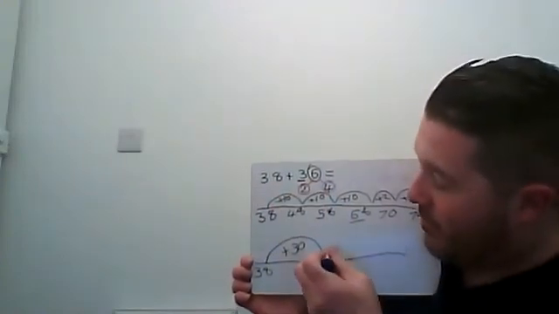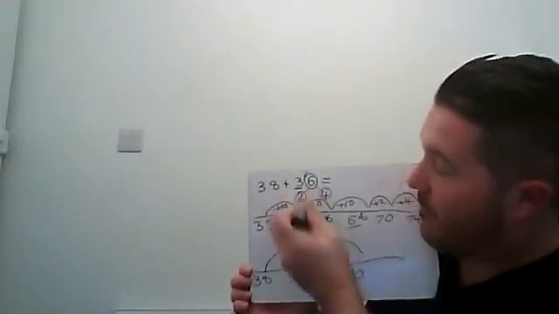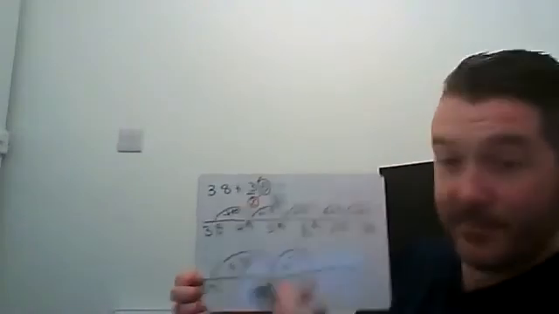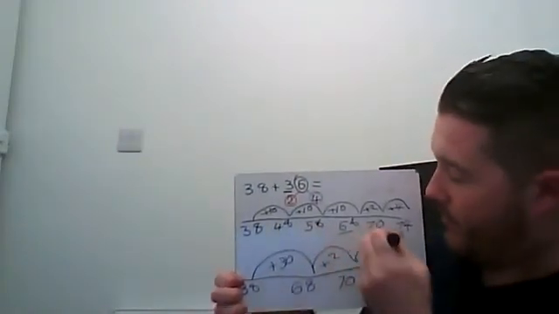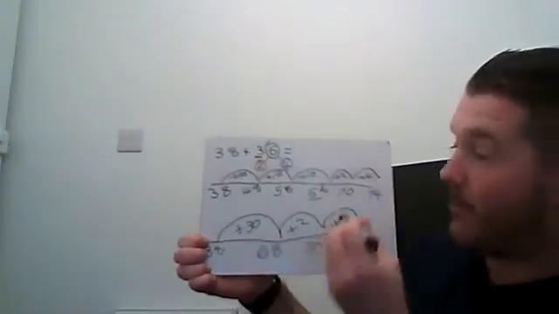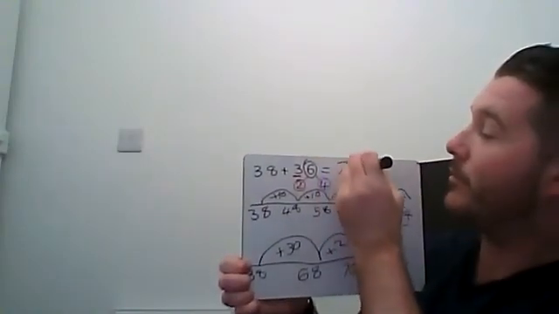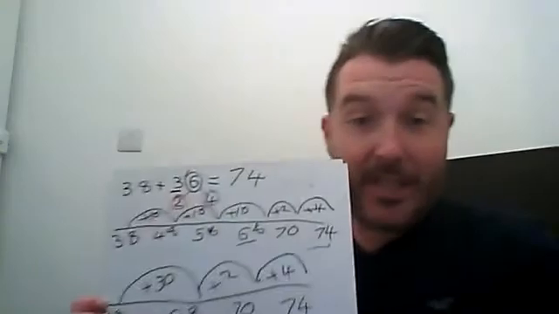Then I'm going to add my 2, which takes me to 70 from here. Then I'm going to add finally my 4, which takes me to 74. So on both of them, we get the same answer. Okay? So that's all there is to it.